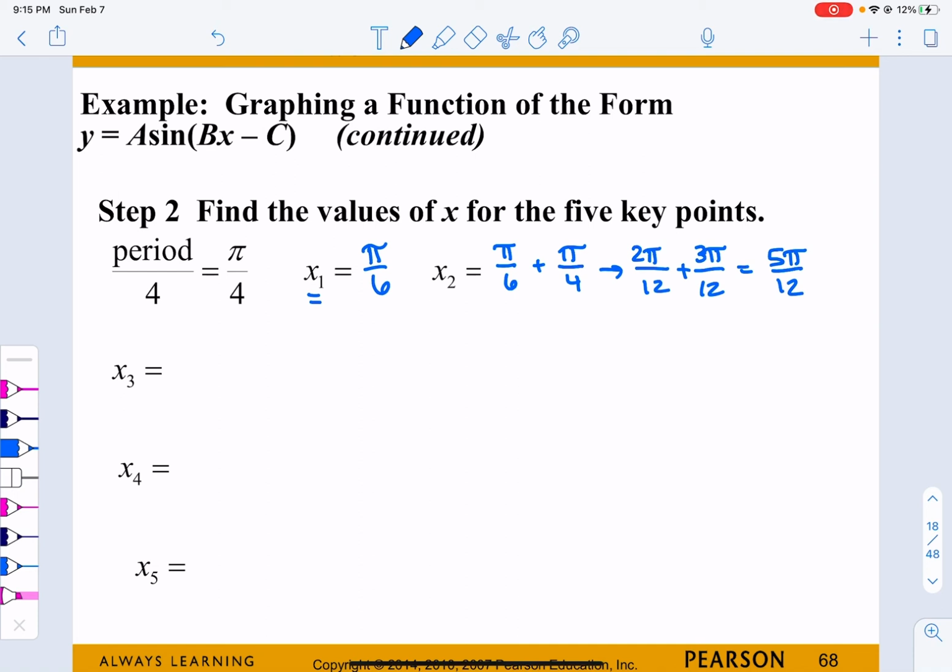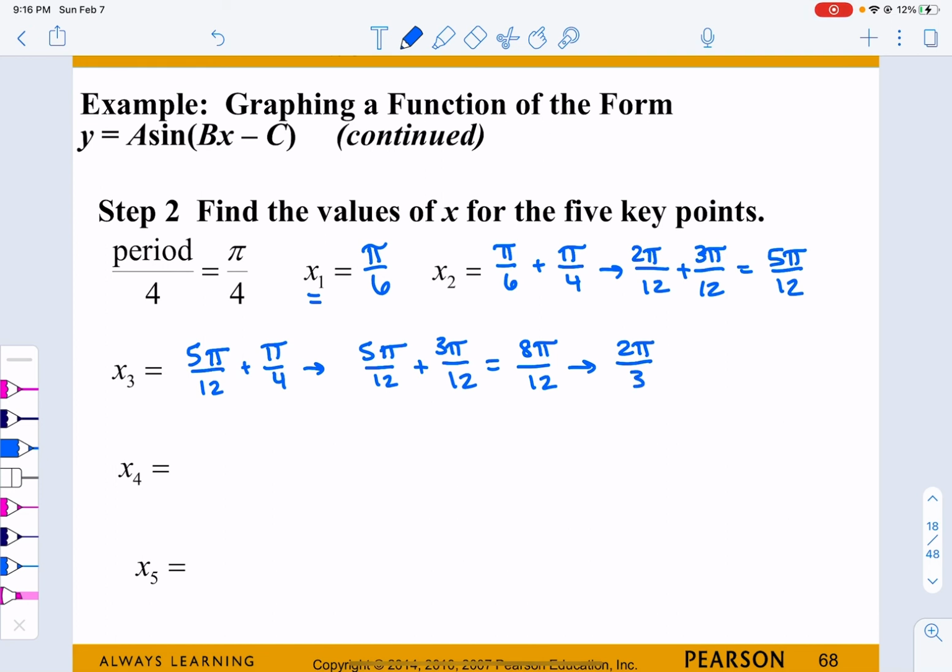X3 is going to start with 5 pi over 12, and I have to add the pi over 4. Well, again, 5 pi over 12, let's make these out of 12s. That's going to be a 3 pi out of 12, which is going to give us an 8 pi out of 12, which simplifies. Divide by 4, what do we have? 2 pi over 3.